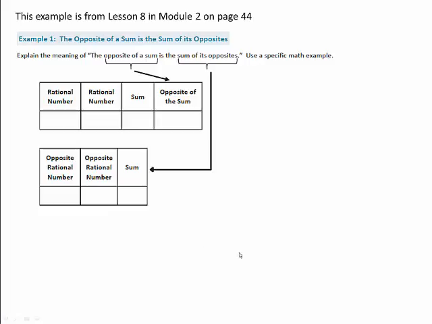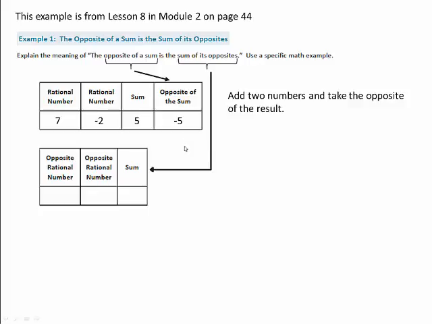From Lesson 8, in our first example, we're going to talk about the meaning of the opposite of a sum is the sum of its opposites. Sometimes it's easier to add certain numbers than others, and this is one way we can take a look at a situation where we can make it a little easier to add. If we take two rational numbers, in this case 7 and -2, and we add those two numbers and then take the opposite of our result, or sum, the sum of 7 plus -2 is 5, and the opposite of that sum is -5.